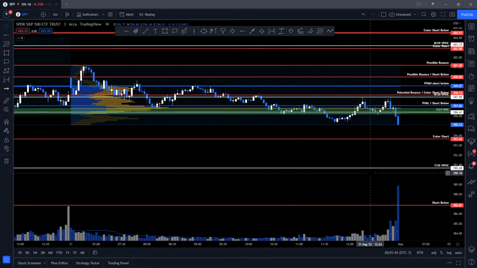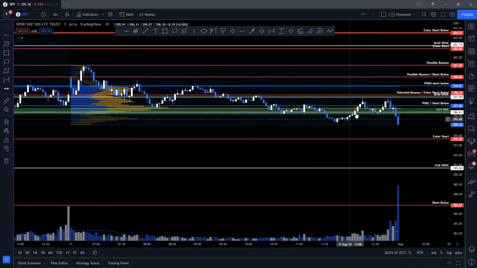You don't want to be FOMOing. You don't want to be chasing. If this came to my level and I missed grabbing puts, I'm not going to grab puts here in open space. I'll just wait for it to come back and I'll grab puts when it comes back again. If it doesn't happen, I'm not taking the trade. Oh, dynamite. Sorry, just one time. You're just looking for one retest.